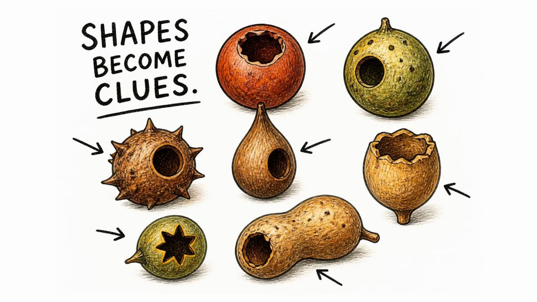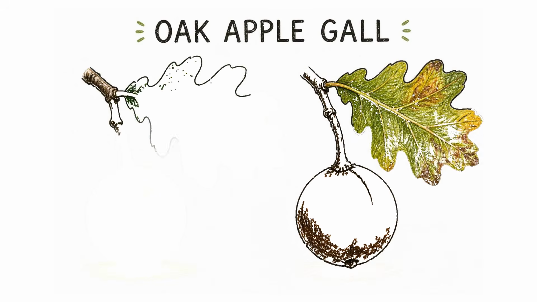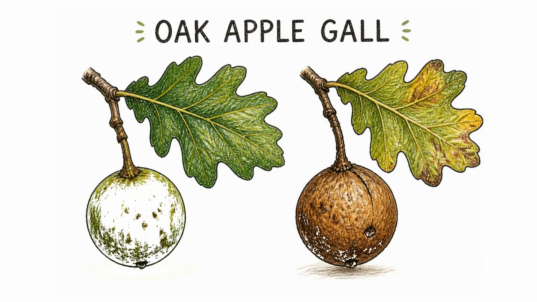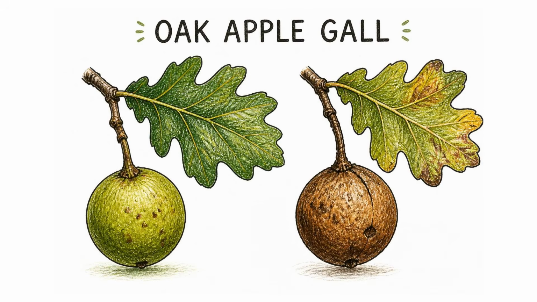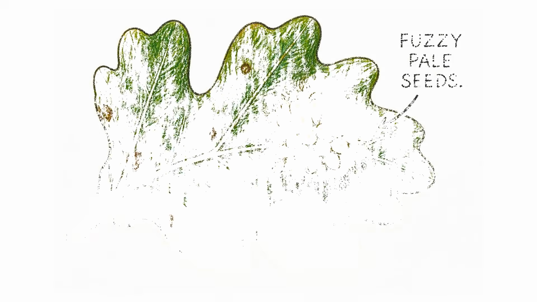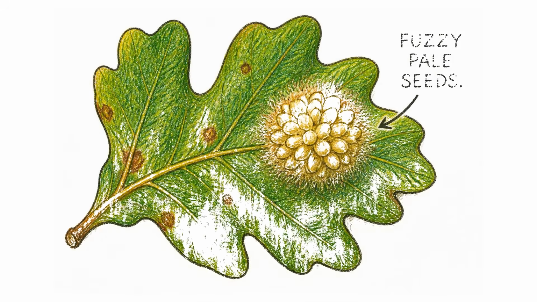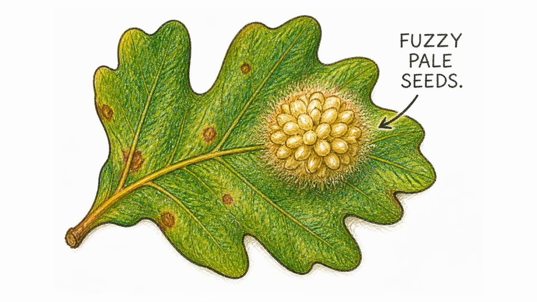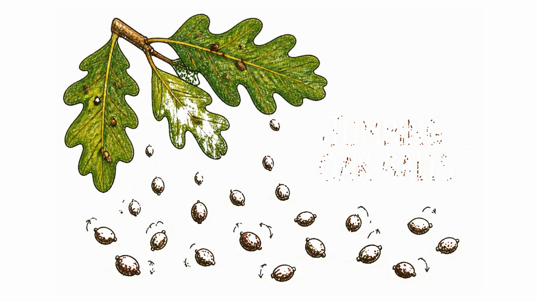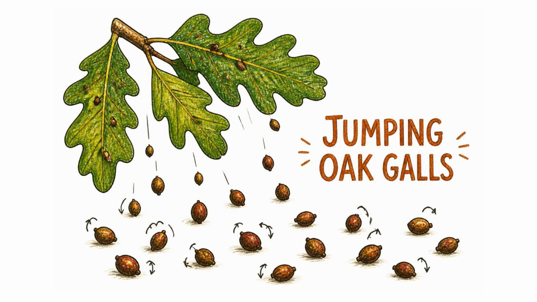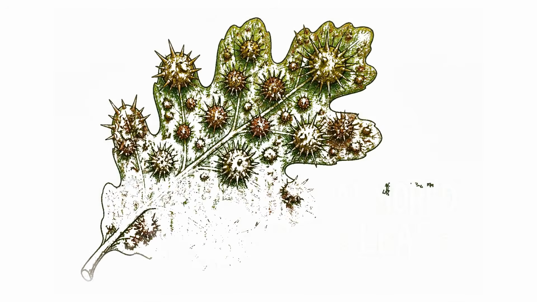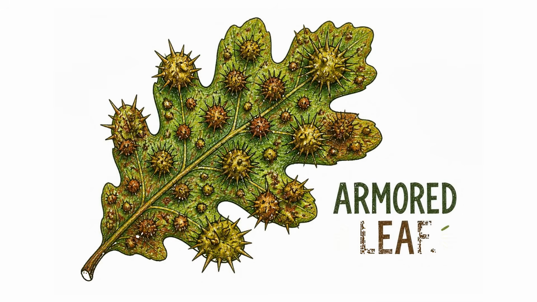The shapes become clues. A round oak apple gall may hang from a leaf or twig like a small green fruit that later dries brown. A wool sower gall can look like a fuzzy cluster of pale seeds, especially on white oaks. Jumping oak galls are tiny seed-like structures that may fall from leaves and twitch or hop as larvae shift inside. Hedgehog galls and spiny galls bristle with points, turning a leaf into something that looks armored.